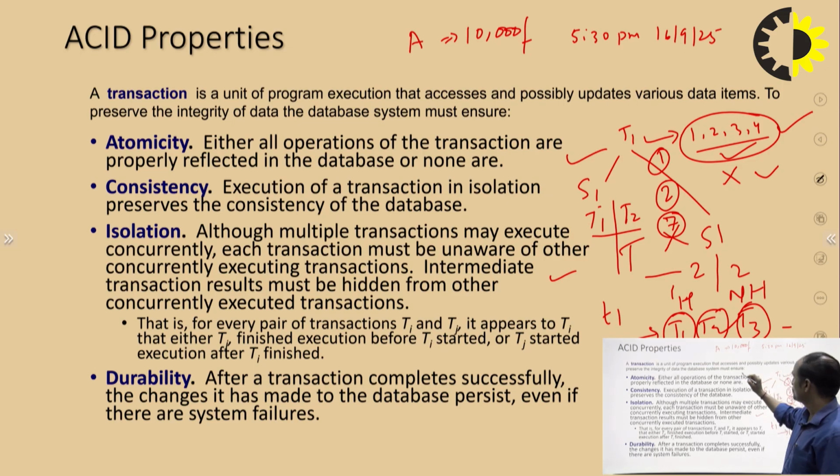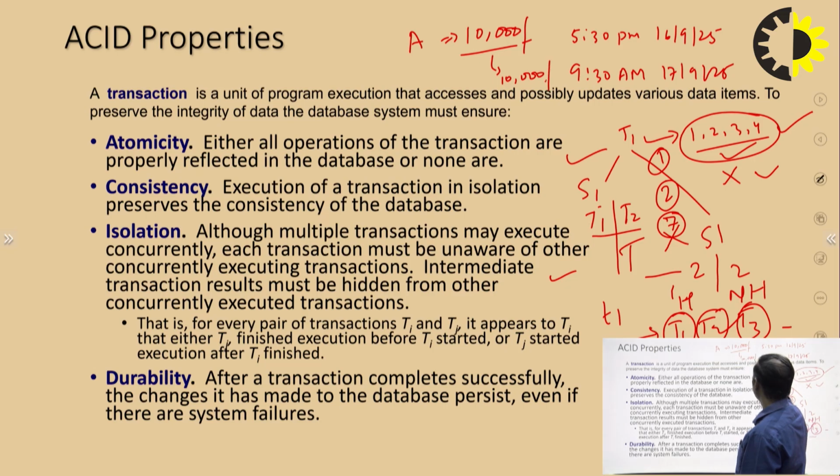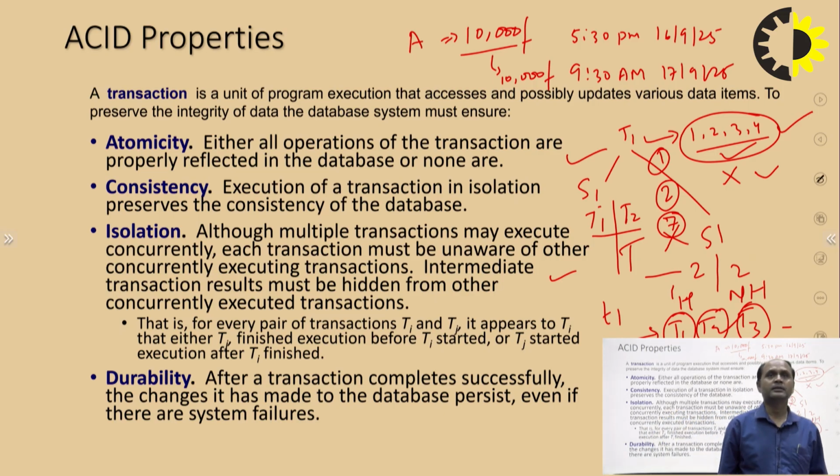16/9/25. Suppose we have a particular balance at this particular time stamp. After that, I check my account at 9:30 in the morning and it shows 7925. What is the value of this? This value can be fixed. This value cannot be changed because I have updated my value only at 5:30, not 9:30.